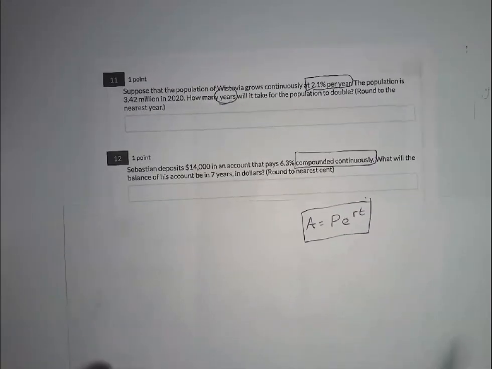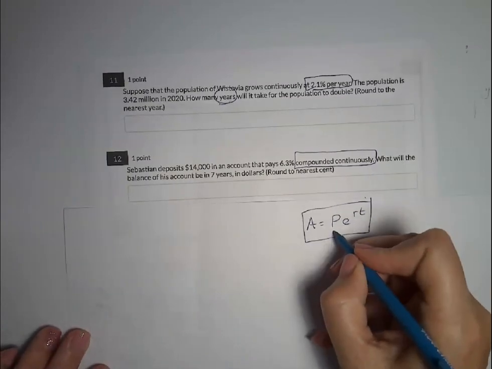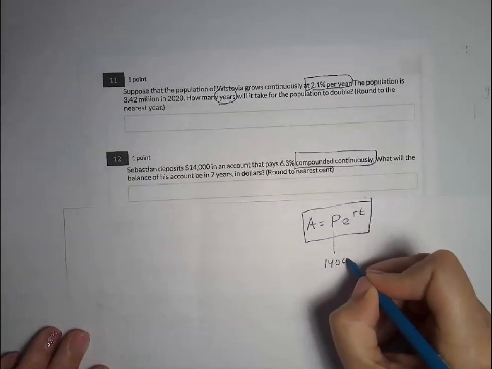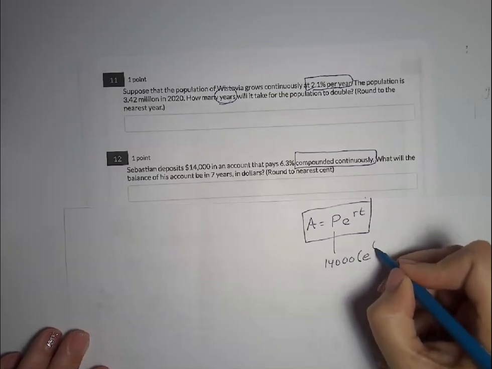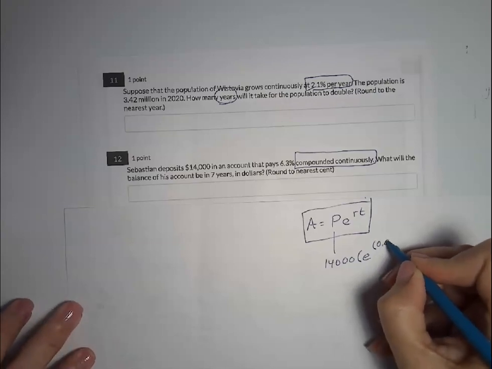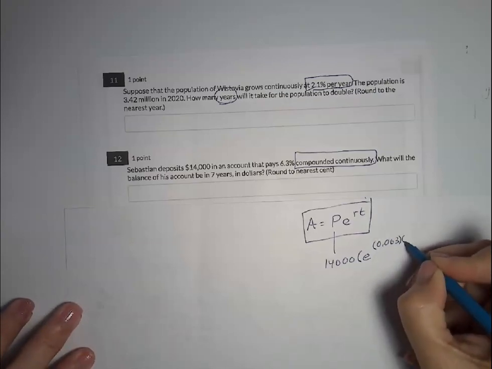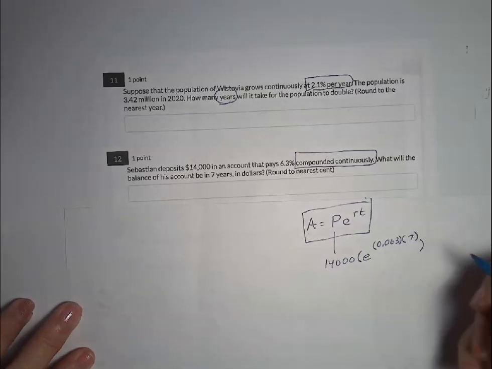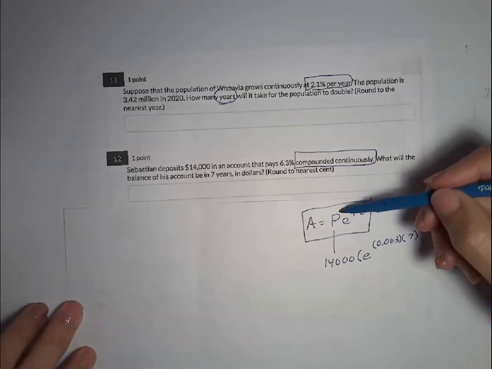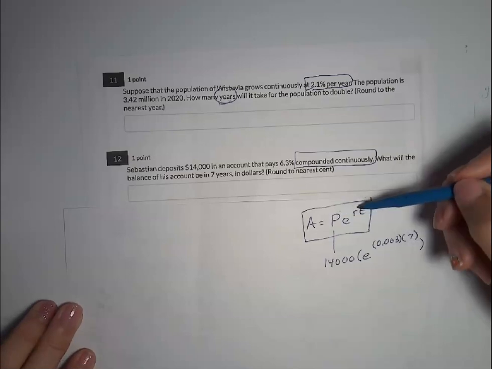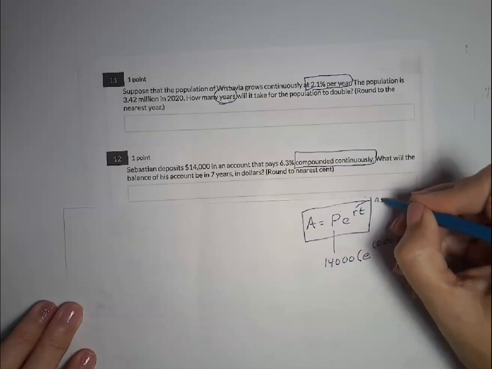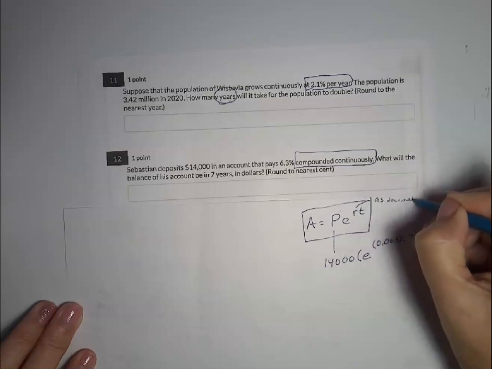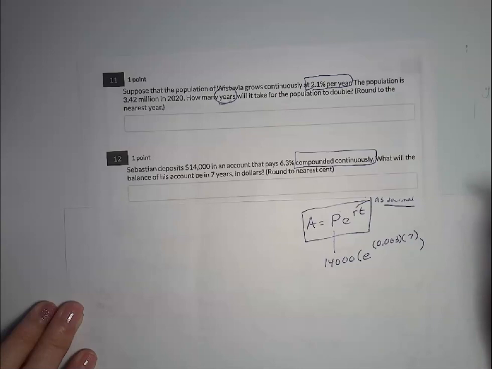Okay. So here we go. P, that's going to be my principal. That's going to be 14,000. E is Euler's number. R is the interest rate. Now 6.3, we know we have to divide by 100, so it's going to be 0.063. And T is 7, the number of years. So just to remind everyone, P is principal, the amount of money you're putting in. R is the interest rate as a decimal. That's really important. And T is the number of years.